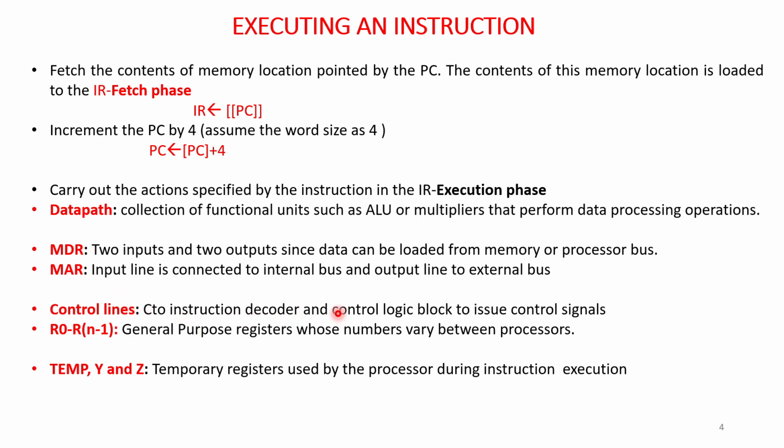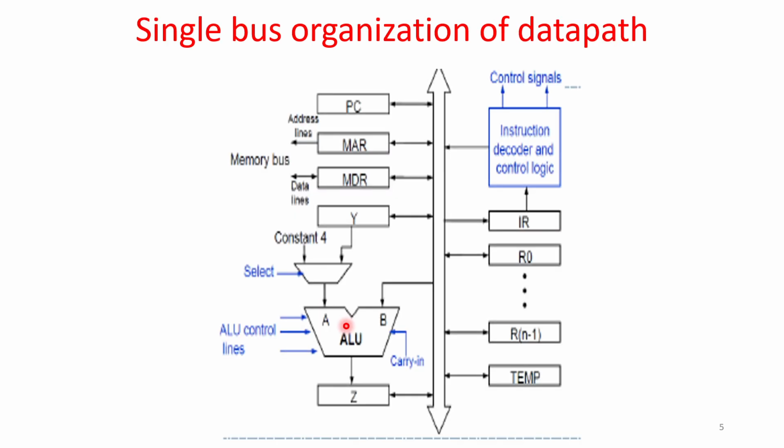The control lines are for generating the control signals. The signals give the information about what will be performed at what time. These will be generated using hardware signals or microprogram control signals. Then R0 to Rn minus 1 are the n general purpose registers used for mathematical calculations. Then we have temporary registers like Temp, Y, Z. So the CPU has all these registers.